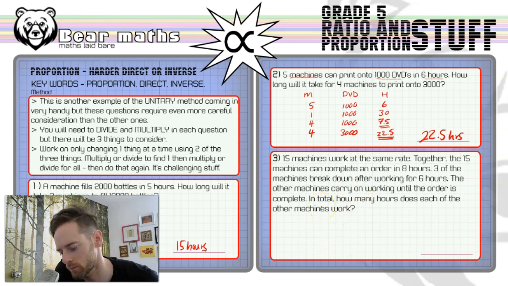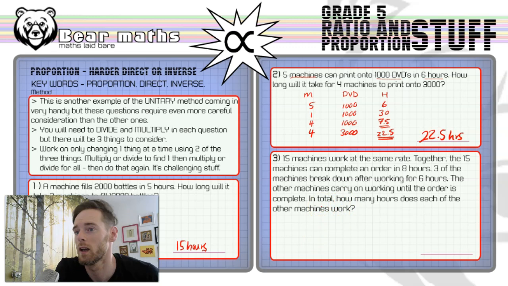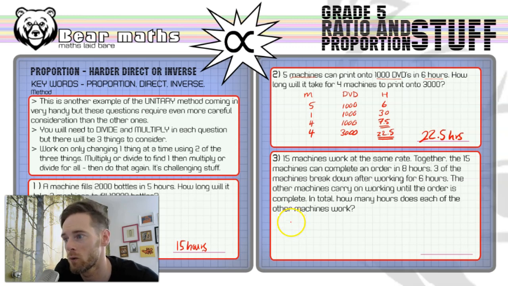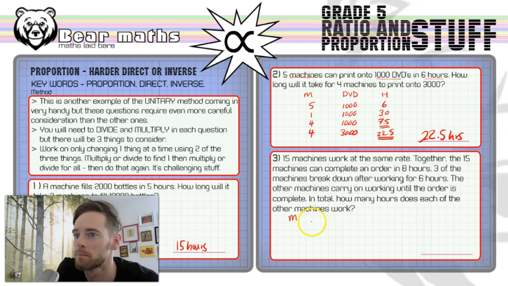Right, so this question. We've got some of the job completed by the 15 machines. So let's think of how much of the job has been completed. It's going to be 6 out of the 8 hours completed by all 15 machines. Let's write down the 3 things that we've got. We've got the machines, the job, and the hours it takes to do the job.